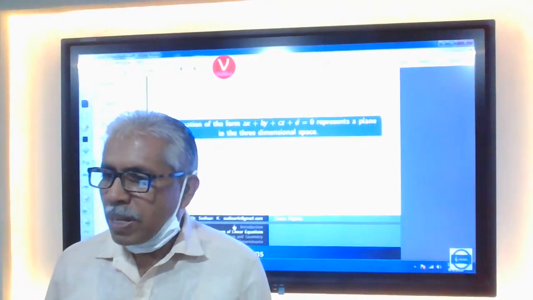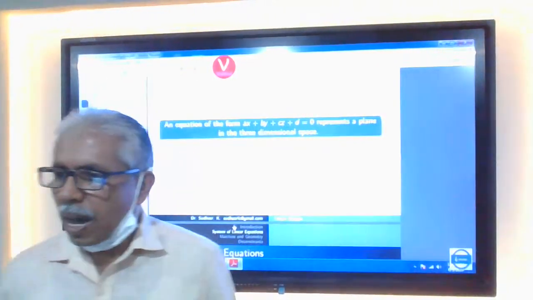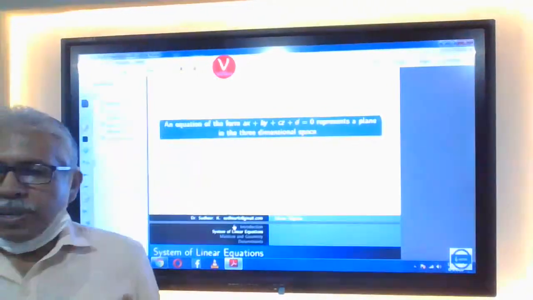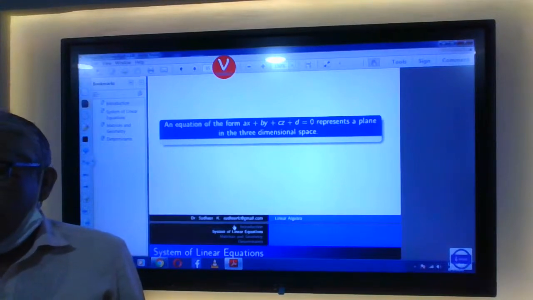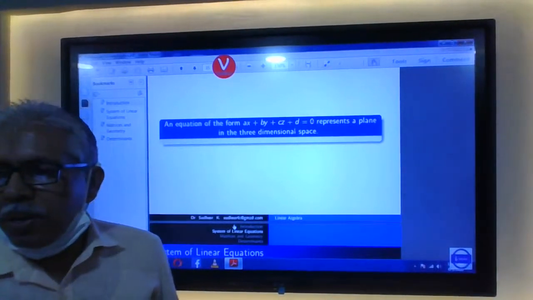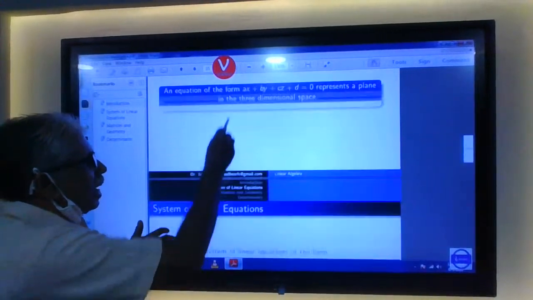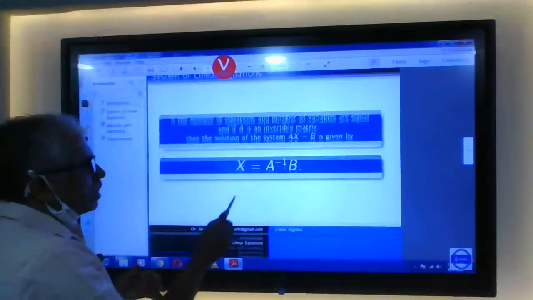So that geometrical situation you can write as the condition determinant A equal to 0 and adjoint A into B not equal to 0. So let us have a simple case.